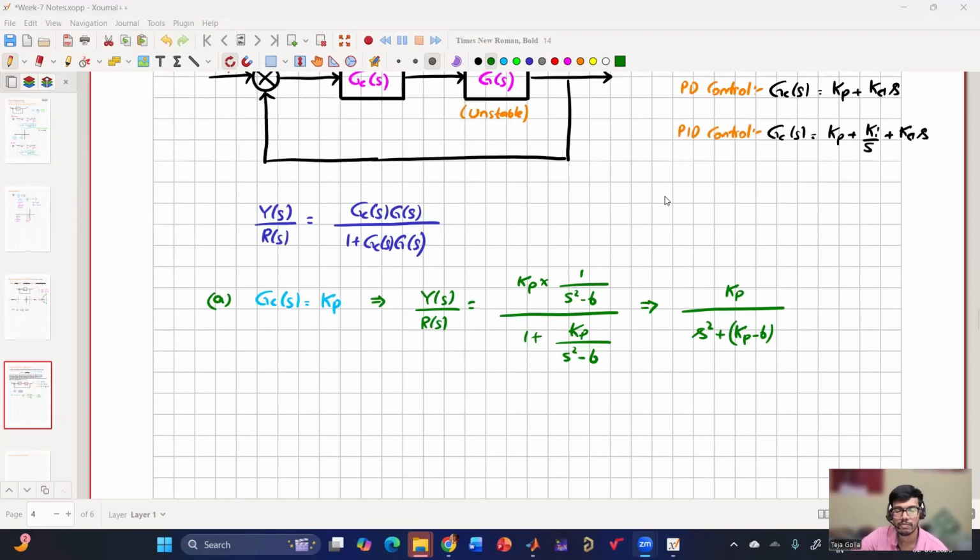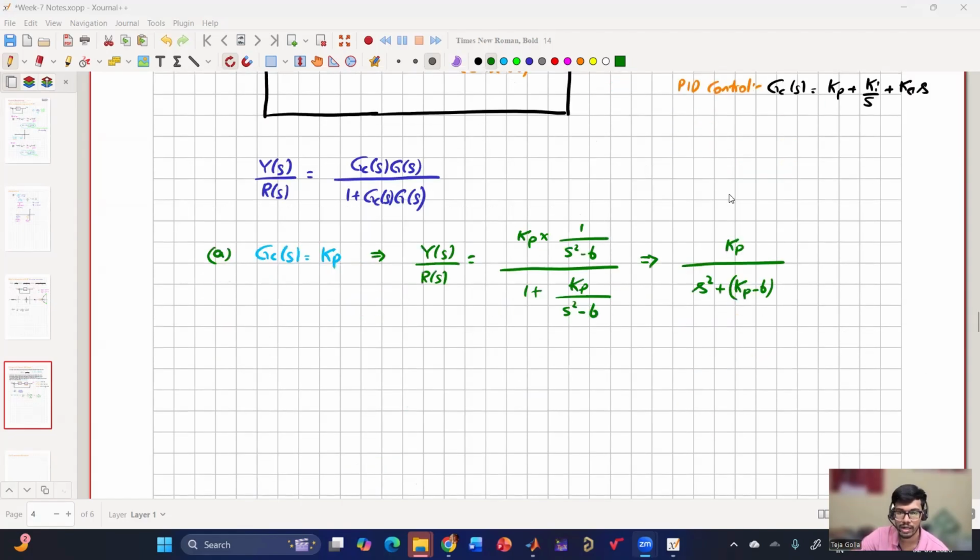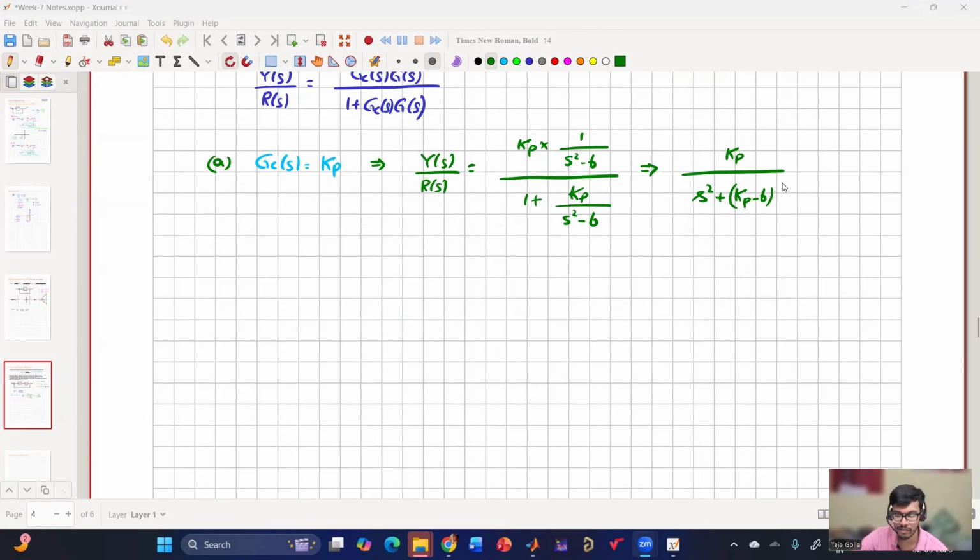So the question is whether it can be stabilized. The open loop is unstable because there is a pole in the RHP. Now this is my closed loop transfer function. This is the characteristic equation. So I'm asking, for any value of Kp, can we stabilize the system? Not for a certain value of Kp, can we stabilize the system? Is there any such condition?